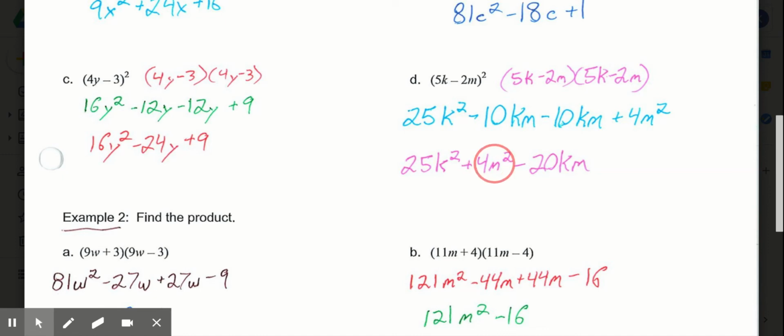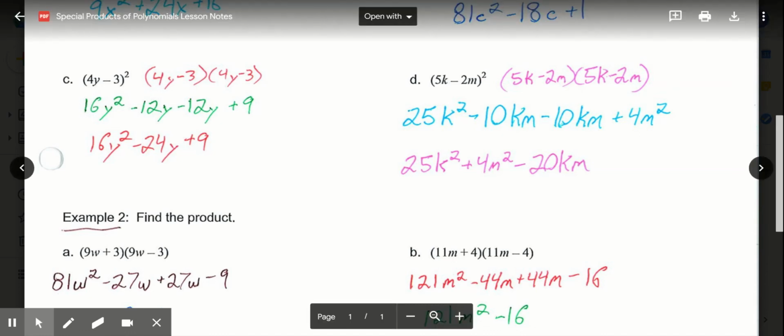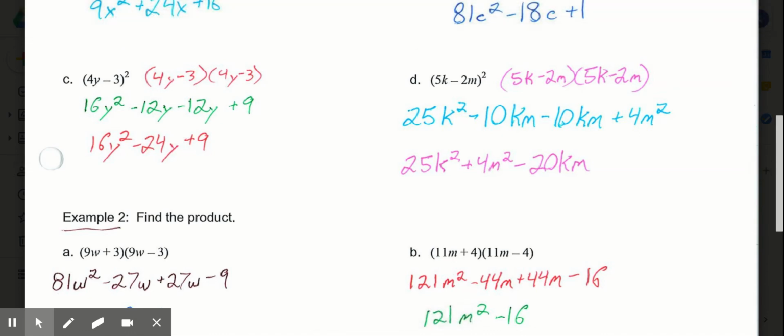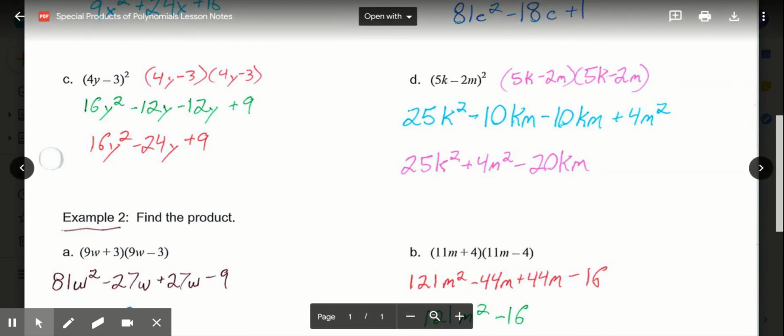So you may be wondering why I flipped the order here. That's just putting it in standard form so that it's proper form. But it could be written as 25k squared minus 20km plus 4m squared. I just rearranged it to be in standard form.